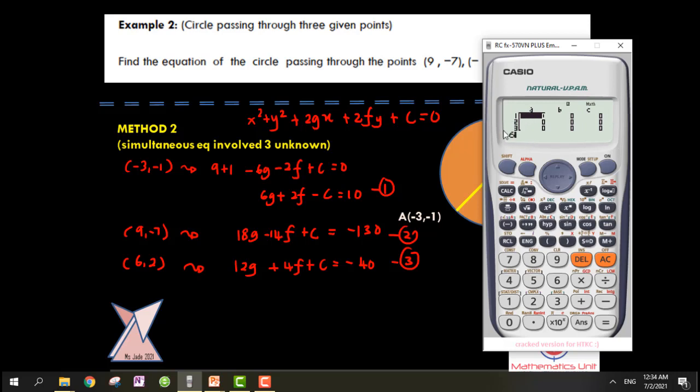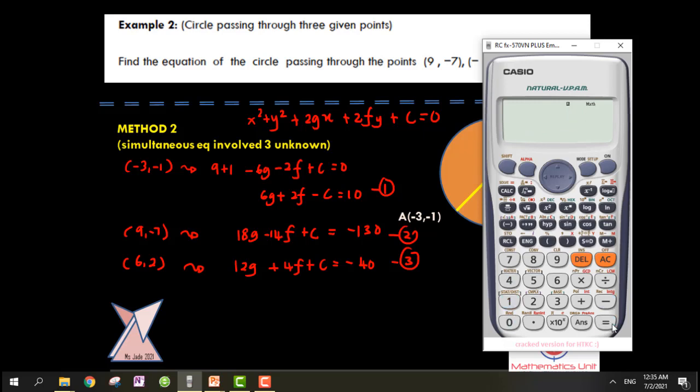6, 2, -1, and positive 10. And the same goes for the second one: 18, -14, 1, -130. And the last one: 12, 4, 1, -40.